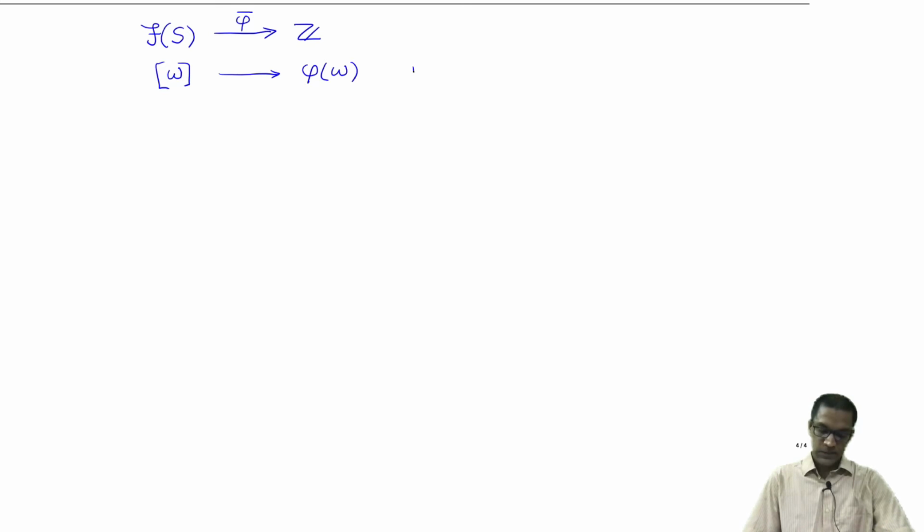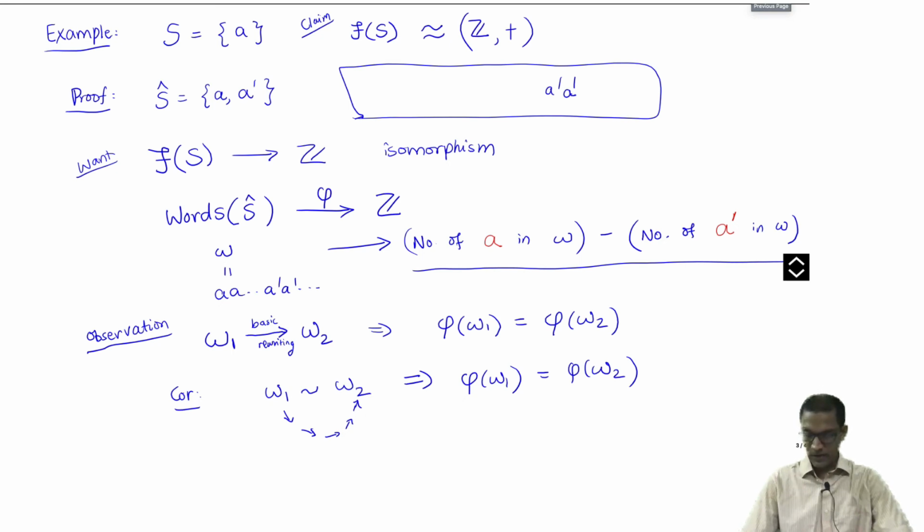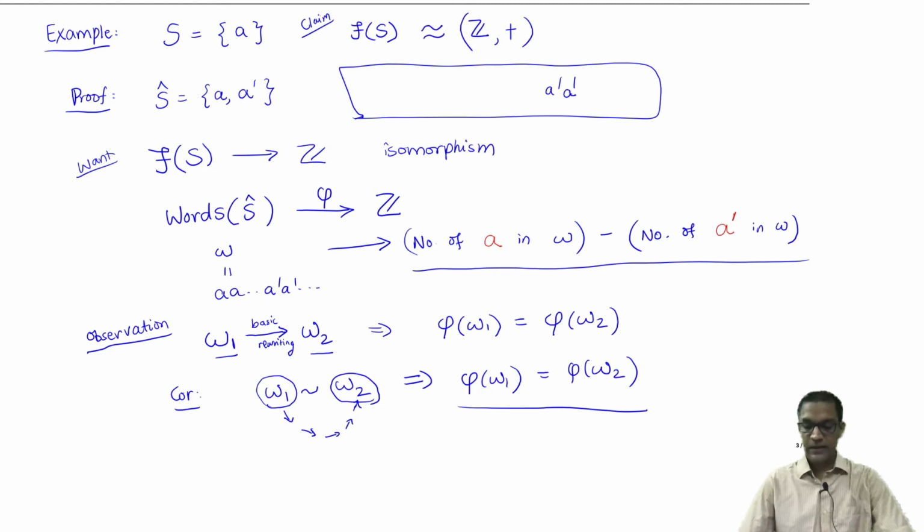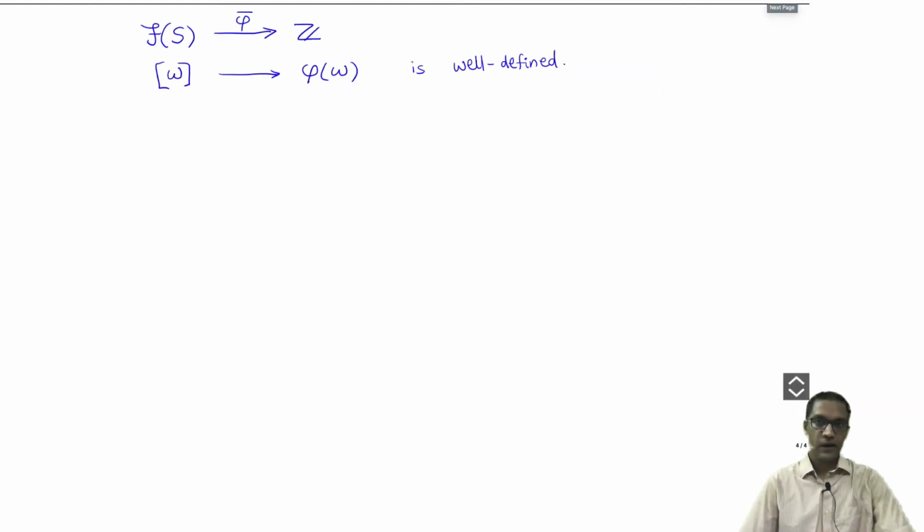Observe, this is well defined. In other words, it doesn't depend on the representative W that I picked for the equivalence class. Why? Because of what we just said above. If instead of W1 I had picked W2 as my representative, or something equivalent to W1, then the value of phi would have remained the same. So I can just pick any representative of my class and define my map to be phi of that.